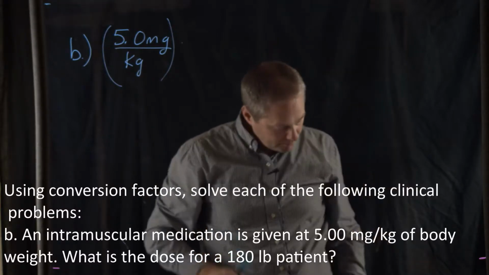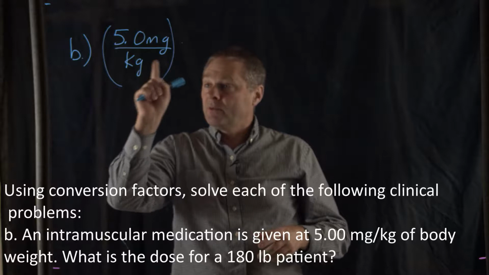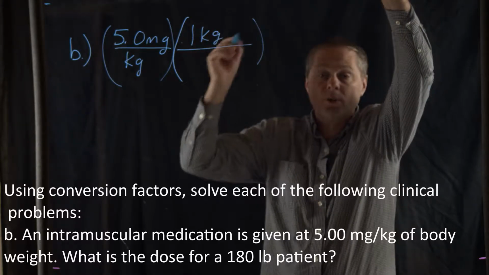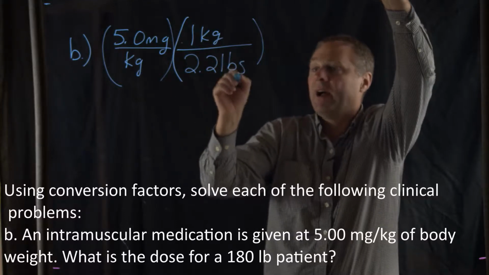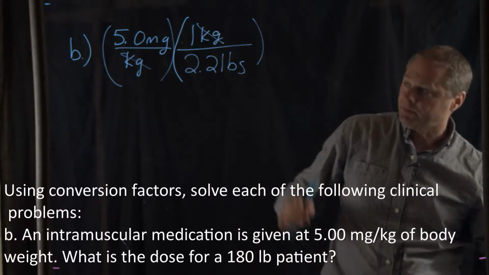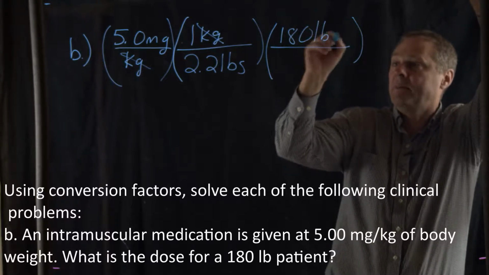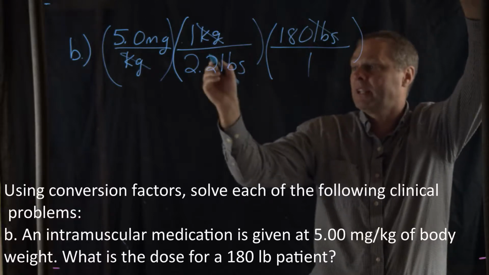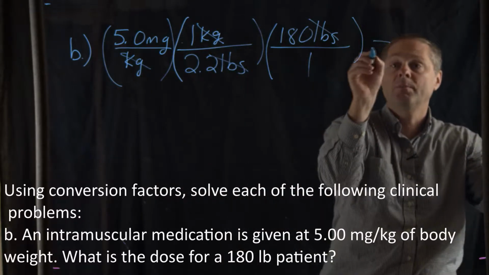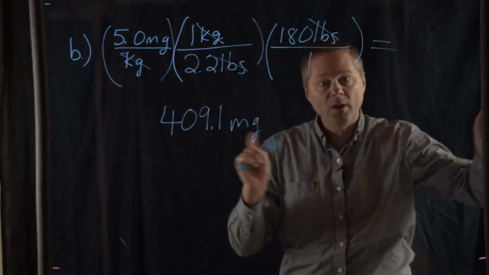All right? And what we're looking for is we want to know what dose would be required for a 180-pound patient. So what I'm going to do is convert the kilograms into pounds. We know that 1 kilogram is equivalent to 2.2 pounds. So now our units of kilograms cancel. We know our patient is 180 pounds, and so we're going to multiply by the 180 pounds and just make that 1. And so now our pounds cancel. And what we're looking for is the mass, or the amount of medication, for a 180-pound patient. And that's going to equal 409.1 milligrams of the medication.